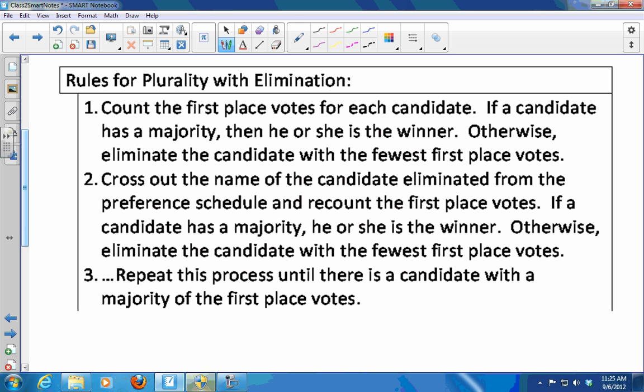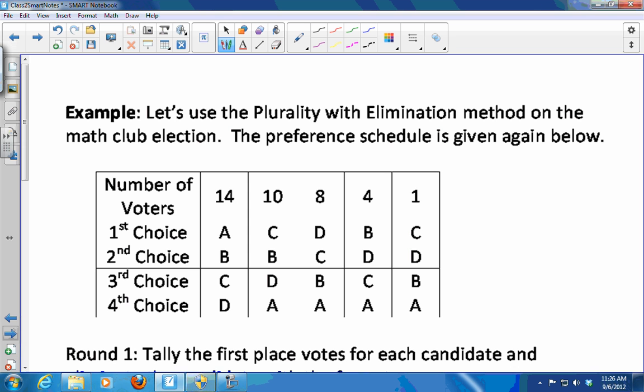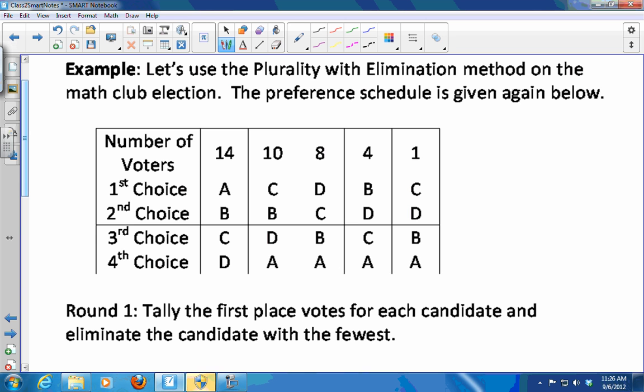Otherwise, you eliminate the candidate with the fewest first place votes. They're out. Step 2 is you take their votes and redistribute them to the remaining candidates, according to the preference ballot. Then recount. If someone has a majority, they're the winner, you're done. And if no one has a majority, eliminate the candidate with the fewest first place votes and do it again. Repeat until someone has a majority. We have an example. It'll be clearer once we do one.